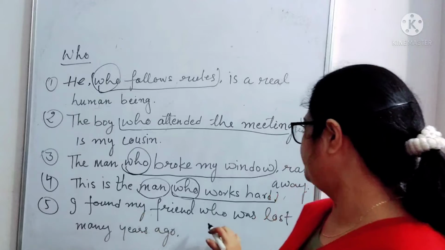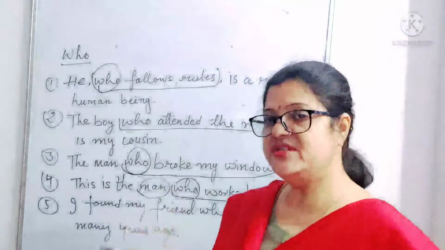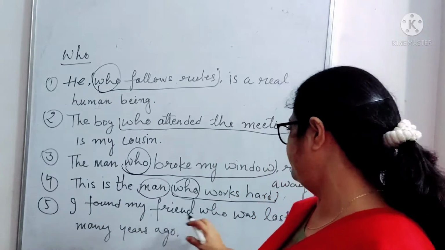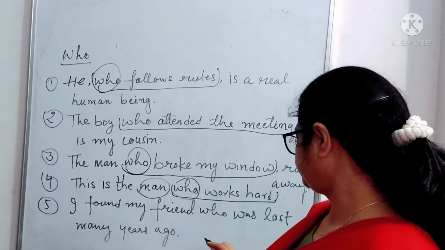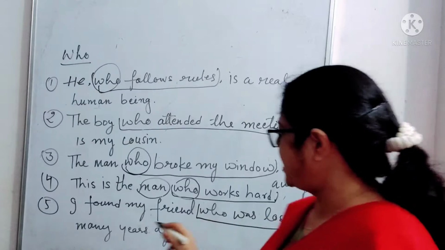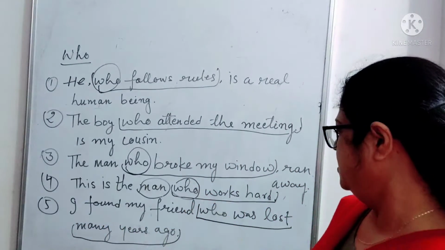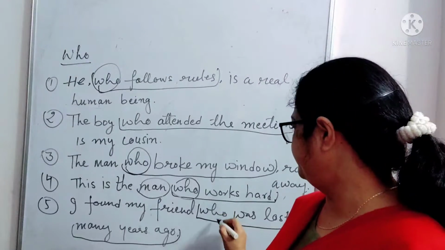I found my friend who was lost many years ago. So here we see that the independent clause is "I found my friend." I found my friend. Okay, and from here we have an adjective clause making a complex sentence, which is starting with this relative pronoun.